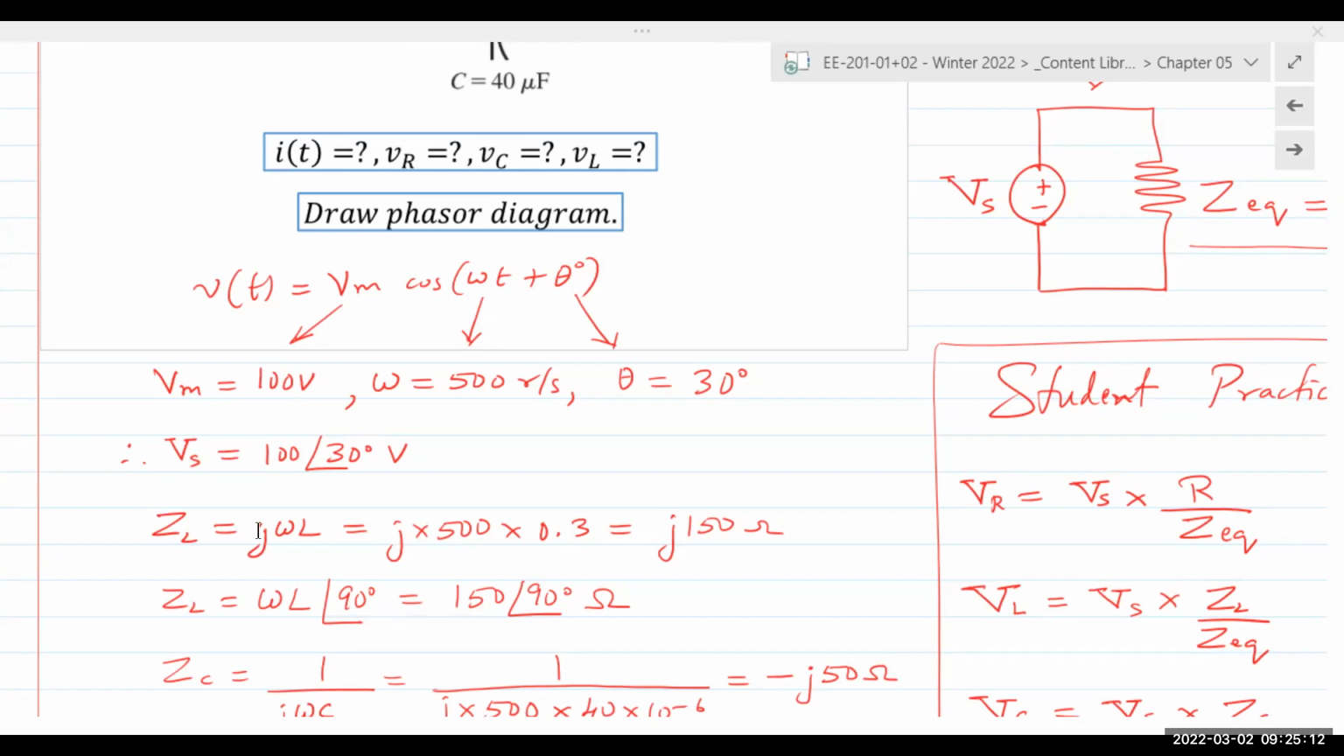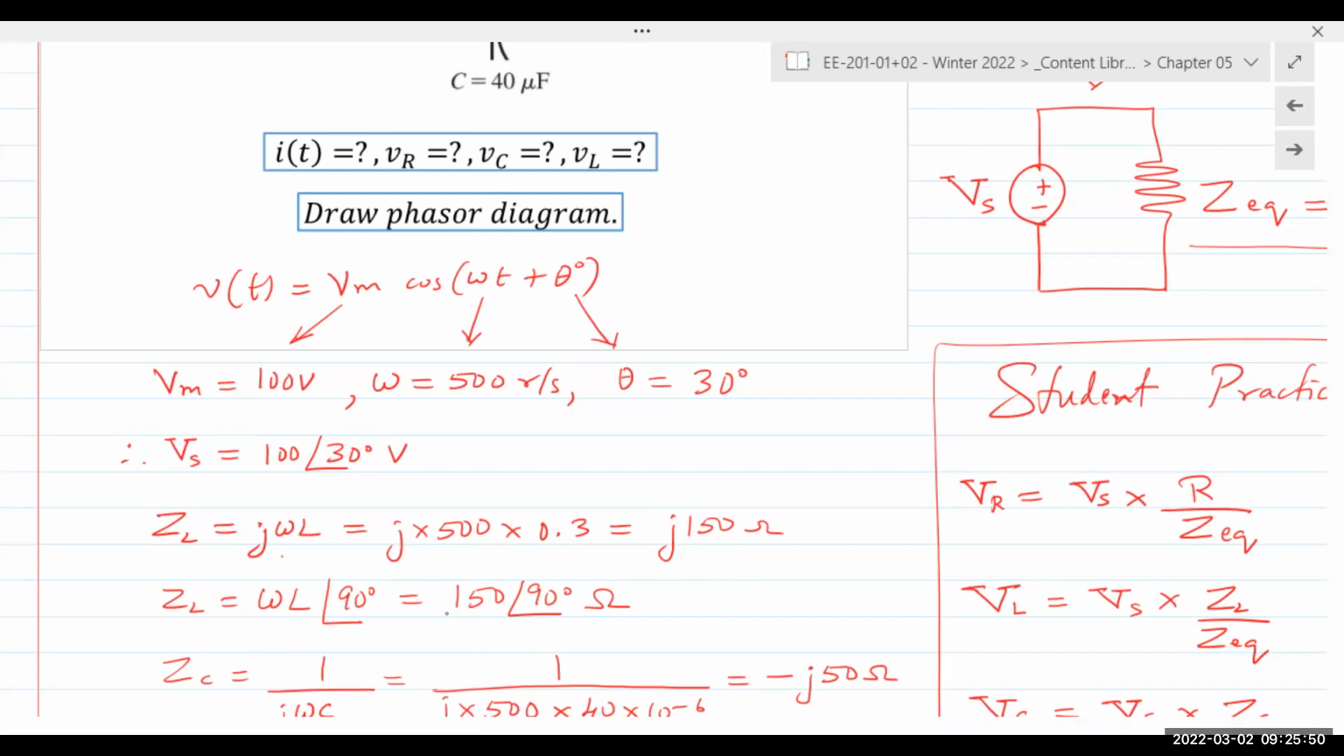So rectangular coordinates would be j omega L. Polar coordinates would be omega L with an angle of 90. Omega L is common in both. For rectangular coordinates, you simply add a plus j. For polar coordinates, you simply add positive 90 degrees as the phase angle. So you plug in omega and L. You get j150 or 150 with an angle of 90 degrees. Units, of course, ohms. Make sense?